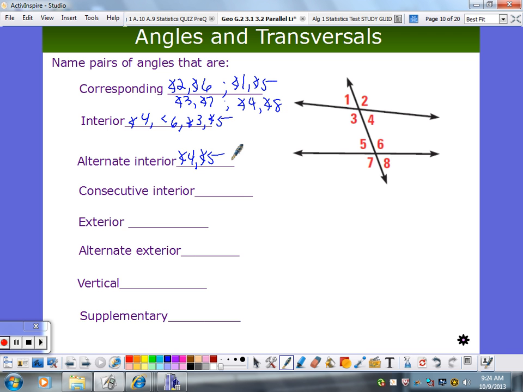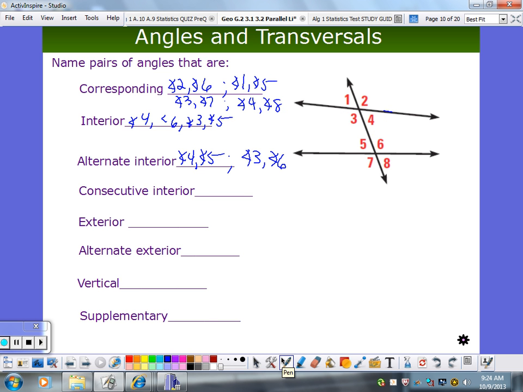Alternate interior. I've got another set. What else? Angle 3 and angle 6. And again, I look for my little Z. So I know these match. I've got a Z going backwards. Those match.